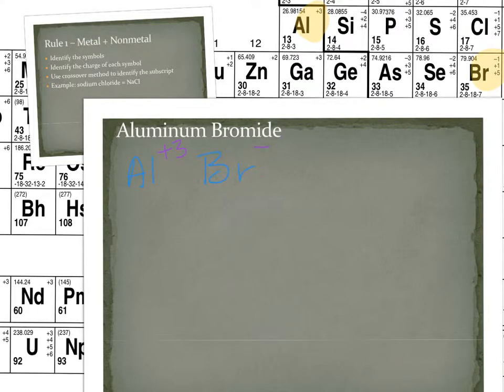Positive 3, negative 1. So using the crossover method, all we have to do then is bring them over. And remember, when we bring them over, we are not bringing over the charges. We're just bringing over the number. So now, the chemical formula should be Al1Br3. Remember, we do not keep the 1. So we're going to rewrite this formula as AlBr3. And that is the chemical formula for aluminum bromide.